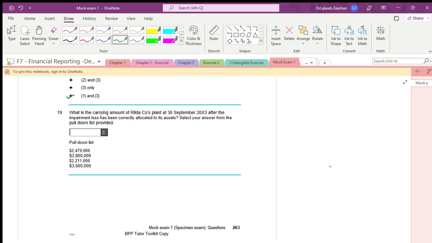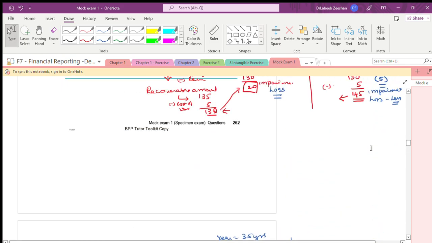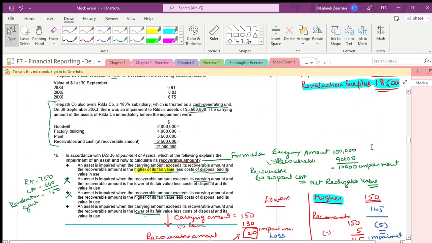What is the carrying amount of Rilda plant on 30th after impairment loss has been correctly allocated to its assets? Select your answer from the pull down list provided. What is the information they have given us? Telepart also owns Rilda, a 100% subsidiary, as a cash generated unit. There was an impairment of 3.5. The carrying amounts of the assets of Rilda immediately before the impairment are goodwill, factory, plant and receivables.